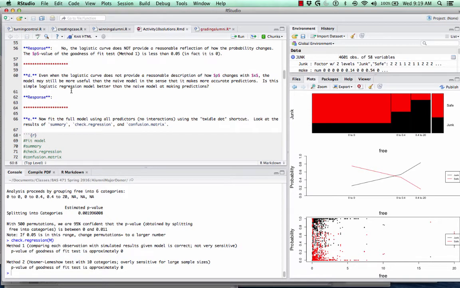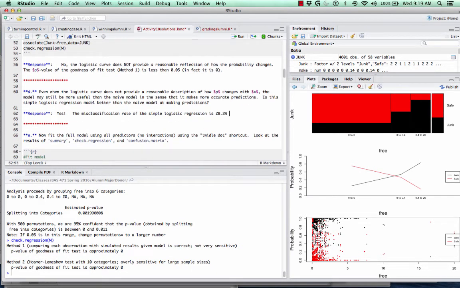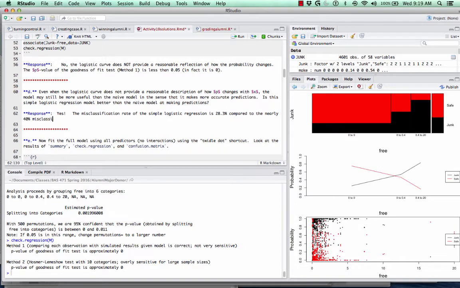All right, so part D says that even when the logistic curve doesn't provide a reasonable description of how p changes with x, like it doesn't here, the model is still more useful than the naive model sometimes. So is the simple logistic regression model better? Well, we just answered this. We say yes, the misclassification rate of the simple logistic regression is about 28.3% compared to the nearly 40% misclassification rate of the naive model.